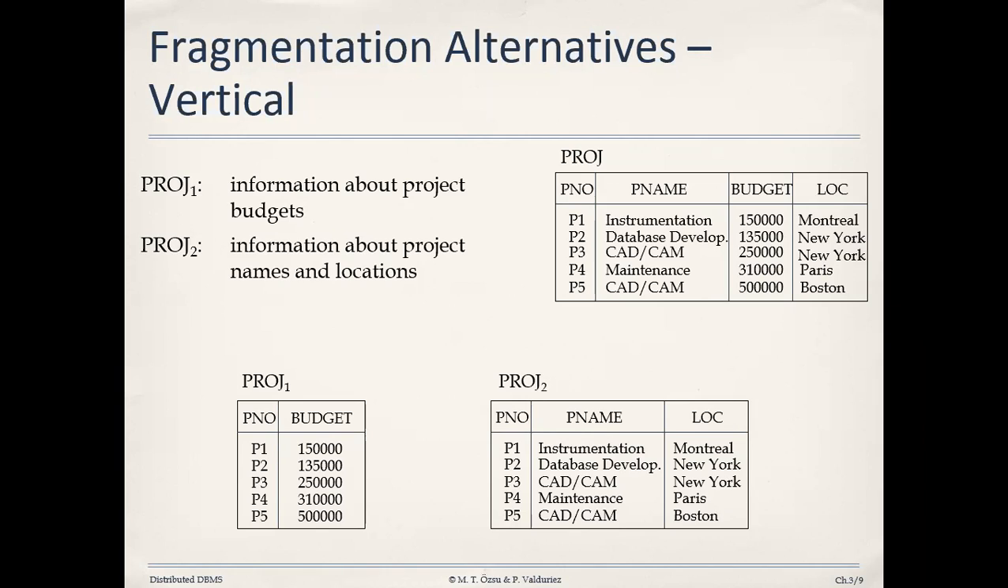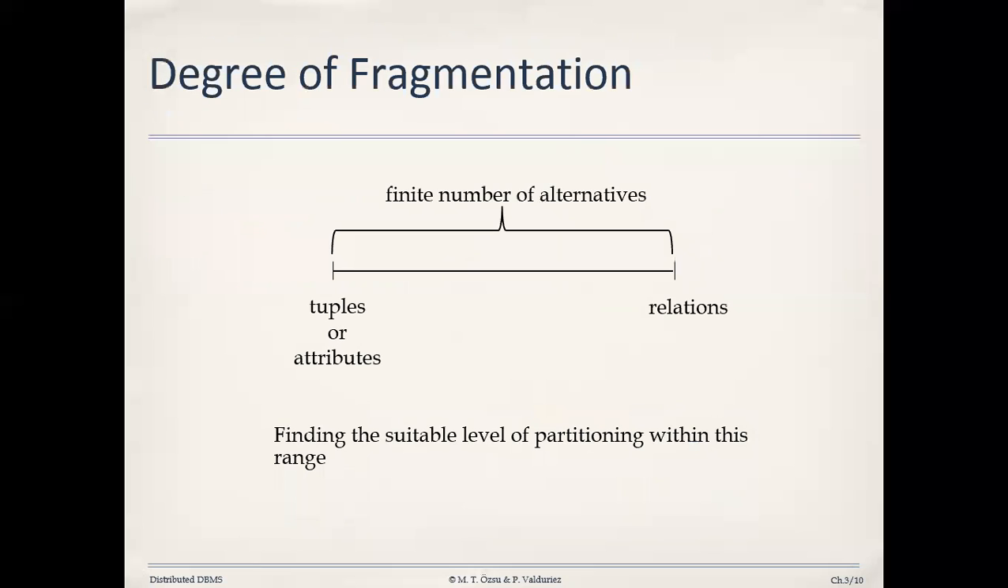The first example we saw was horizontal fragmentation, and the second example is called vertical fragmentation. This is called the degree of fragmentation. Degree of fragmentation means how much to fragment. How much to fragment, that is the question we have.